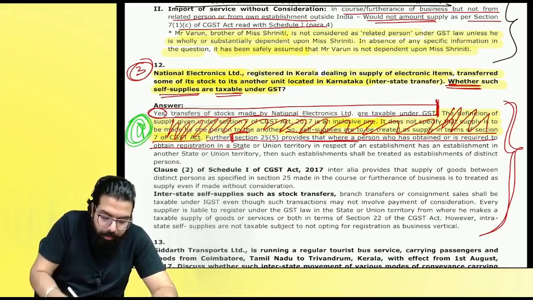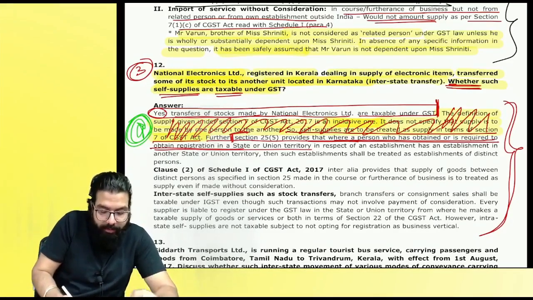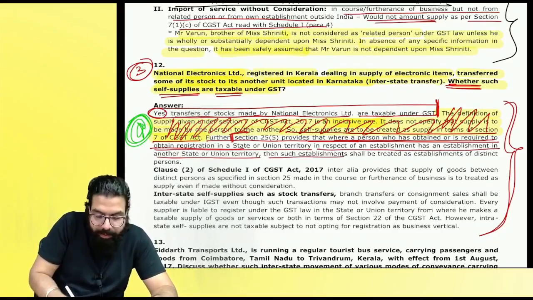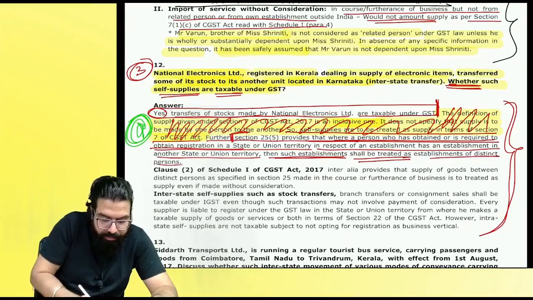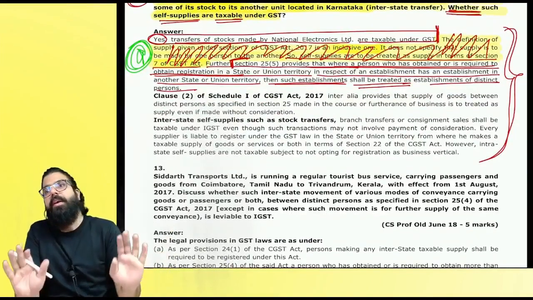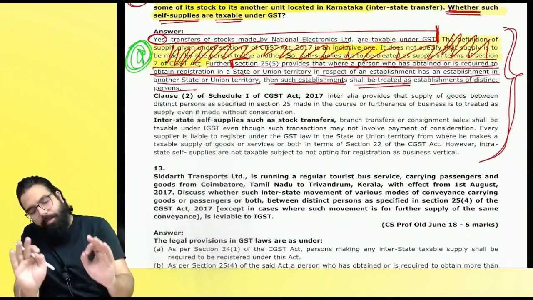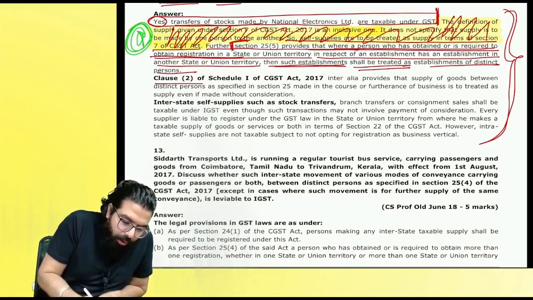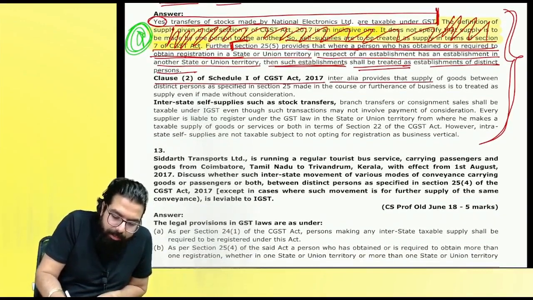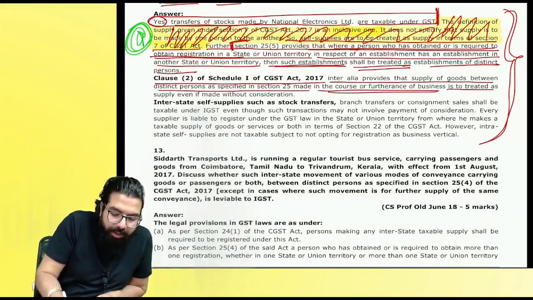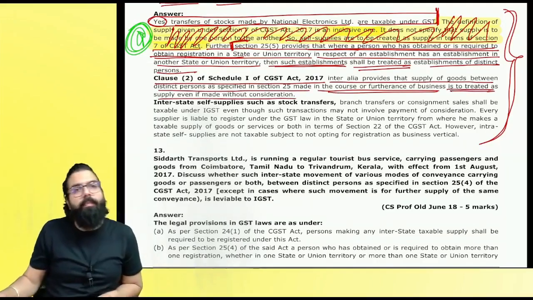Section 25(5) provides that where a person who has obtained or required to obtain registration in a state or UT in respect of an establishment has an establishment in another state or UT, this establishment shall be treated as establishment of distinct person. Means if you have one establishment in one state, another establishment in another state which is registered, then it will be treated as establishment of distinct person. Then clause 2 of schedule 2 inter alia provides that supply of goods between distinct person as specified in section number 25, made in the course of furtherance of business, is to be treated as supply even without consideration.